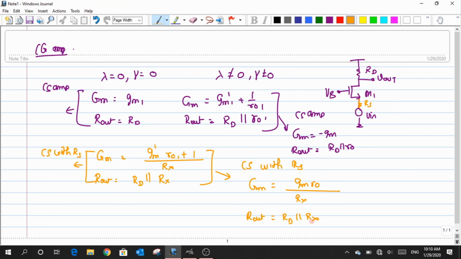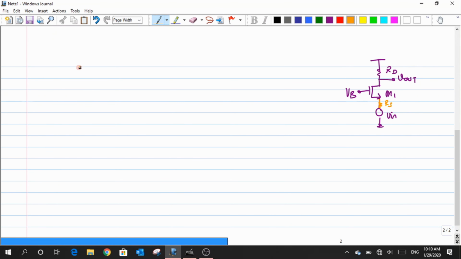Now, let us try to analyze the large signal behavior, because that particular part I didn't teach in the last class, so I'll just try to work around this large signal behavior of this circuit. Let me try to draw this V out versus V in graph.